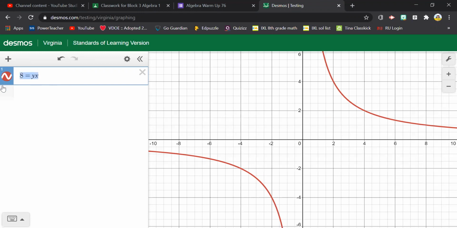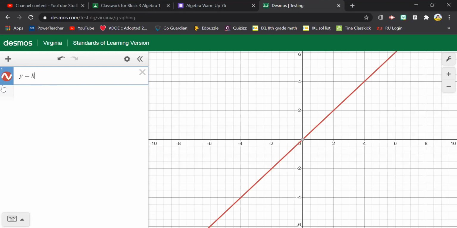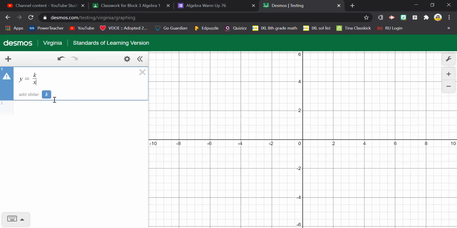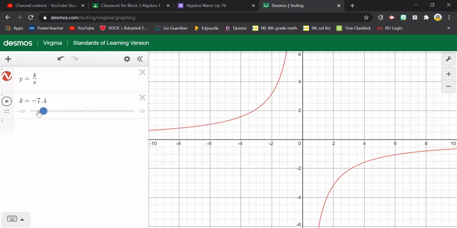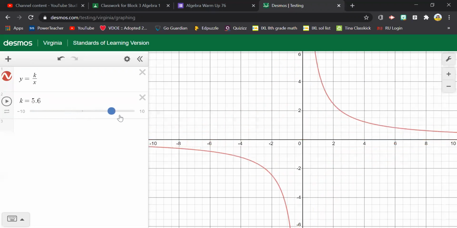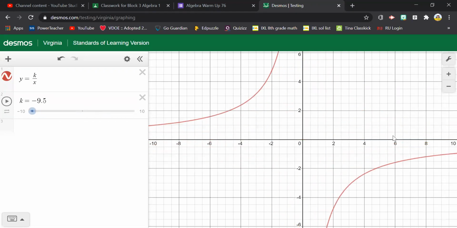You might have also remembered that the formula for inverse variation is y equals k divided by x, in which case you could add a slider for k and see that no matter what the value of k is, it's still always a curve.